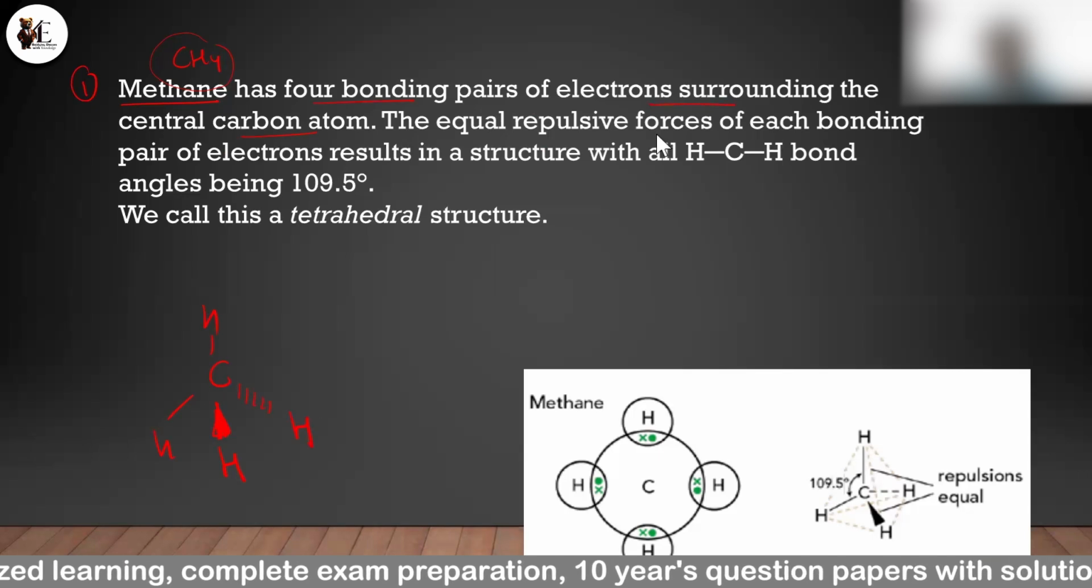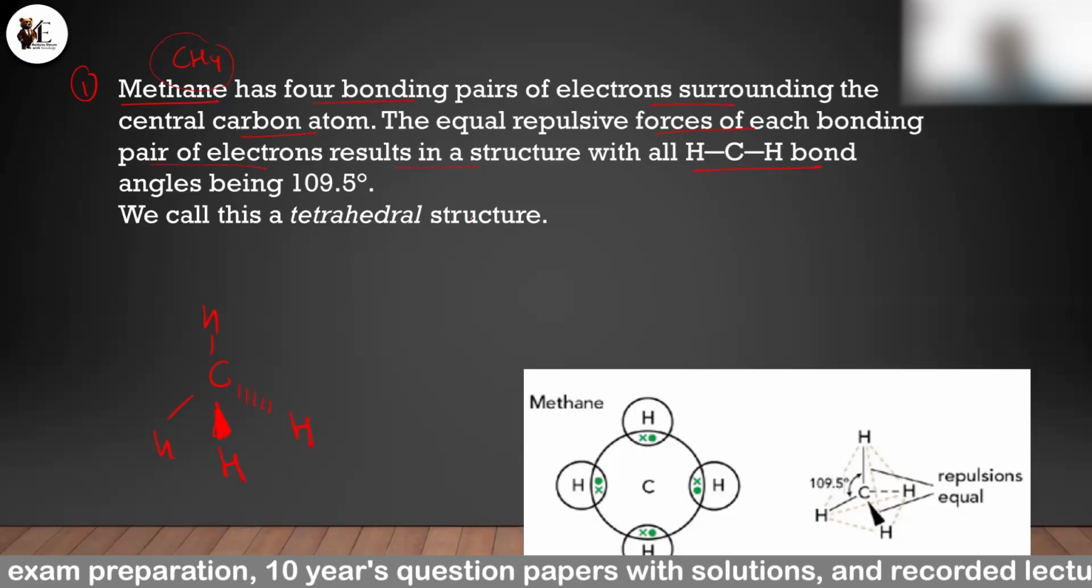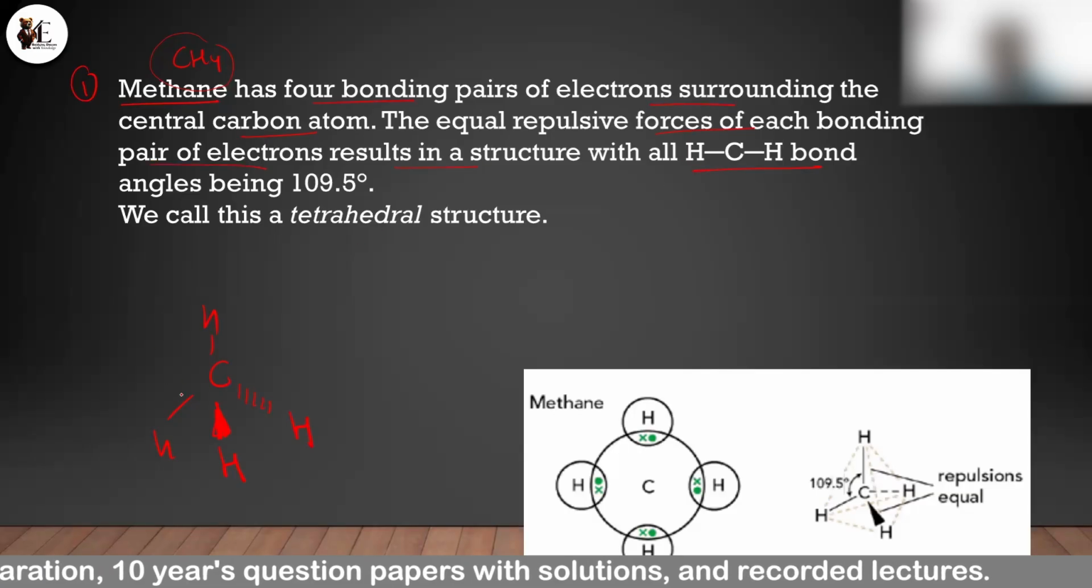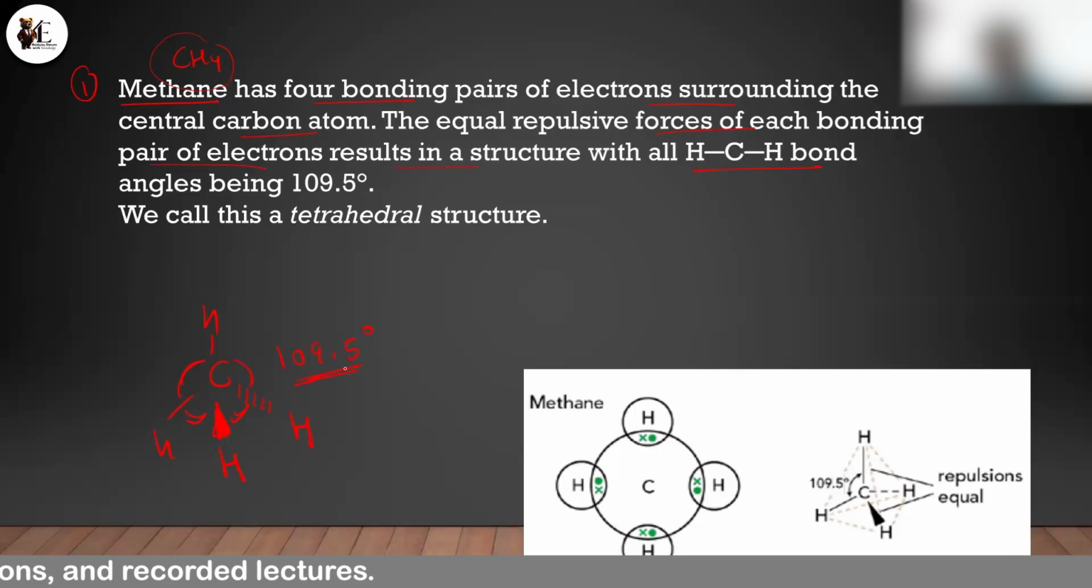The equal repulsive forces of each bonding pair of electrons result in a structure with all HCH bond angles, this one, this one, they are all 109.5 degrees. As I told you, this angle is the tetrahedral angle, so we call this structure a tetrahedral structure. So what is the geometry or shape of methane? It is a tetrahedral structure.